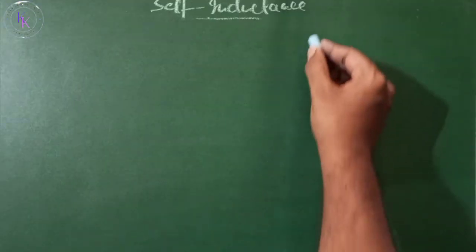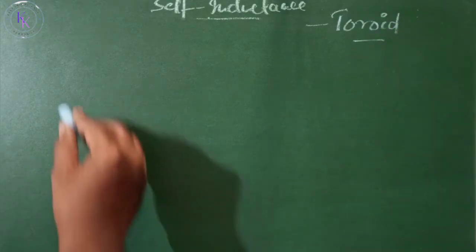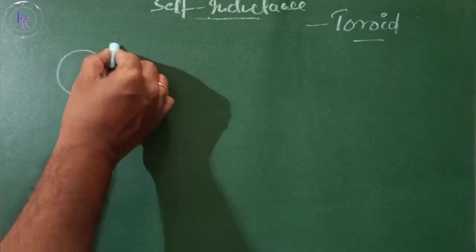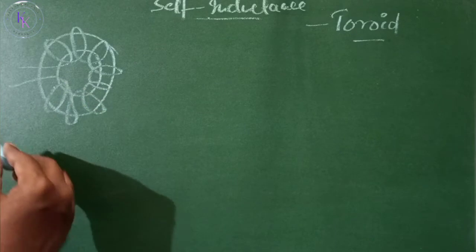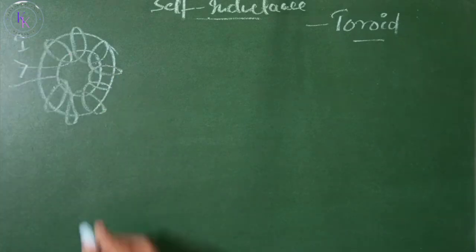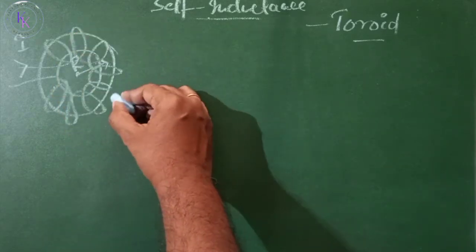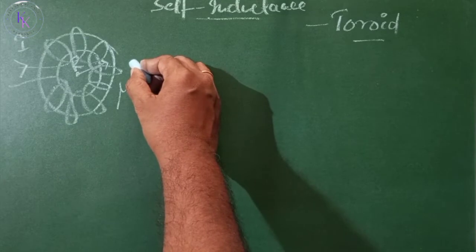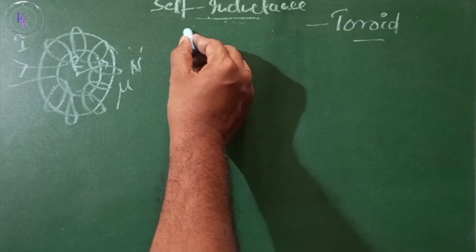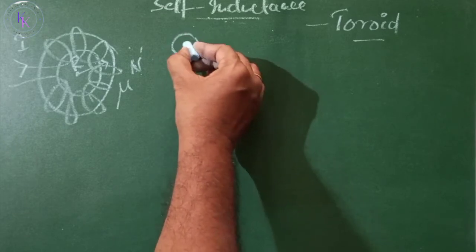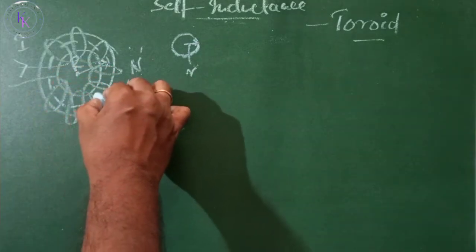Now, self-inductance of a toroid. I'm considering a toroid. This is nothing but a tube. The current flowing through the toroid is I, and the radius is R, having mu as the permeability, and n is the number of turns. If you take this cross section, then it looks like a circle having a radius small r. Now, considering at a distance r.